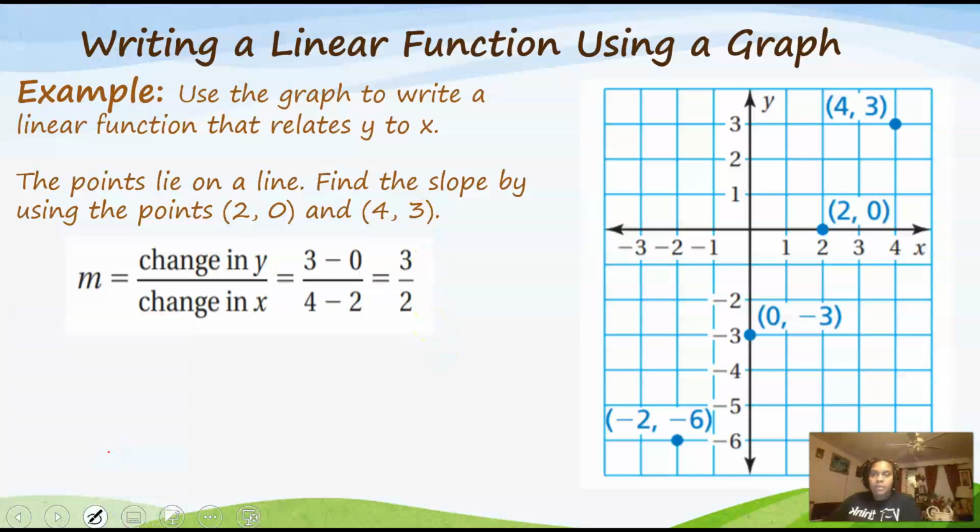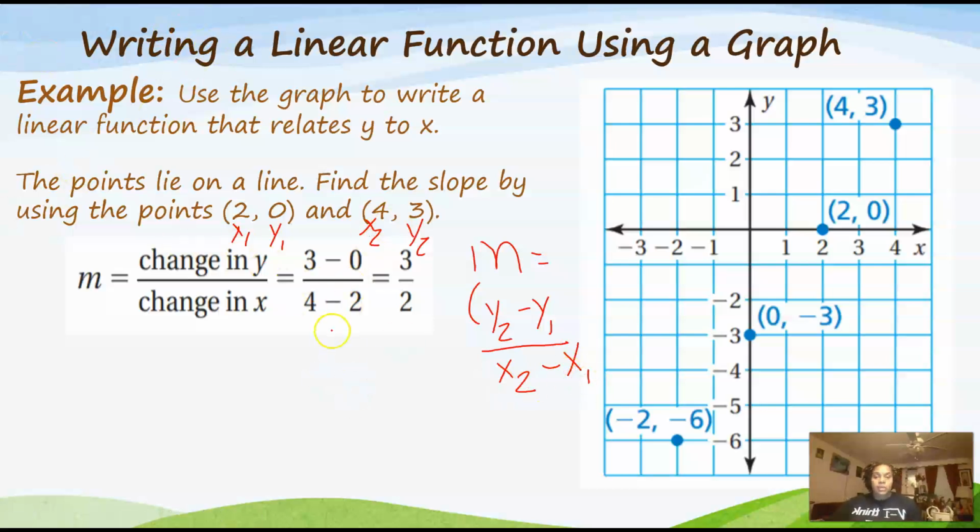And I'm going to label, because I know some of you like when I label, x1, y1, x2, y2. And if you forgot, the slope formula is y2 minus y1 over x2 minus x1. For those of you who forgot, that's exactly what they did. 3 minus 0 over 4 minus 2, okay?